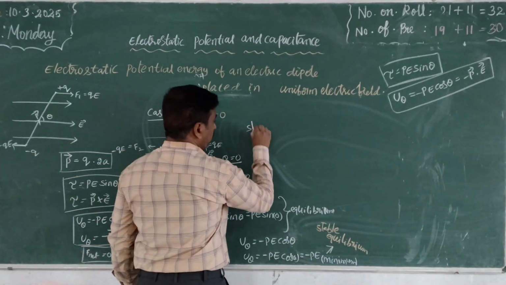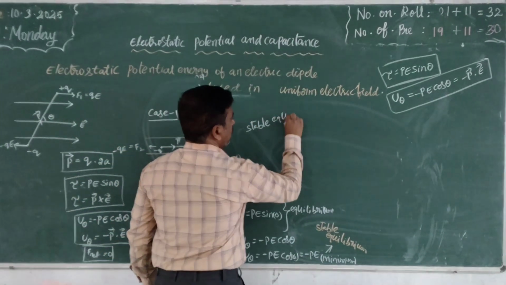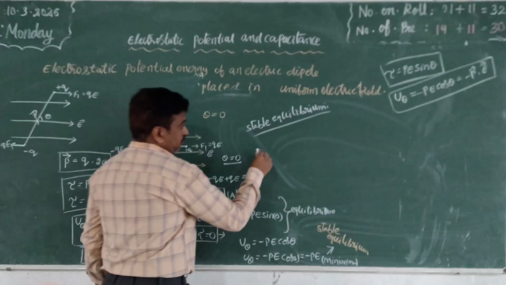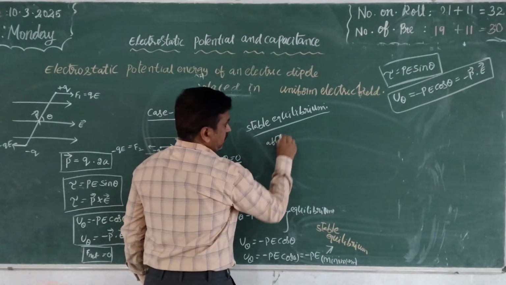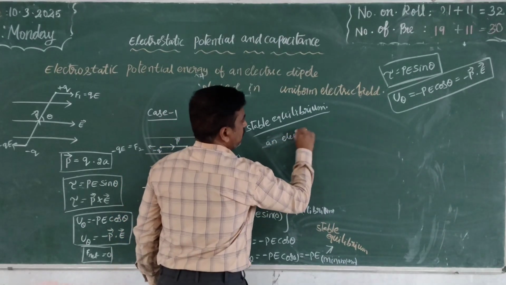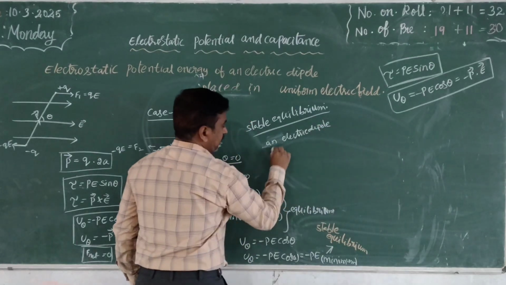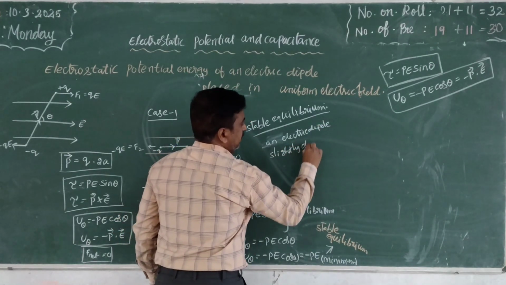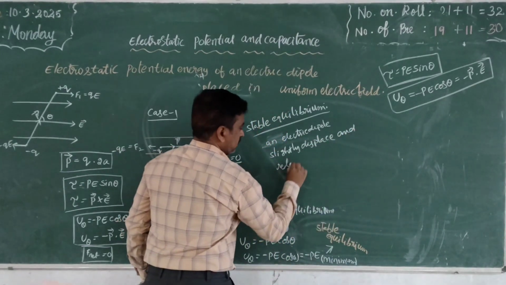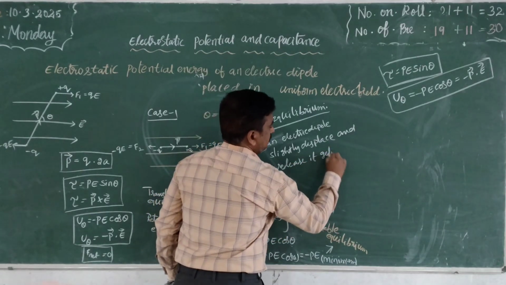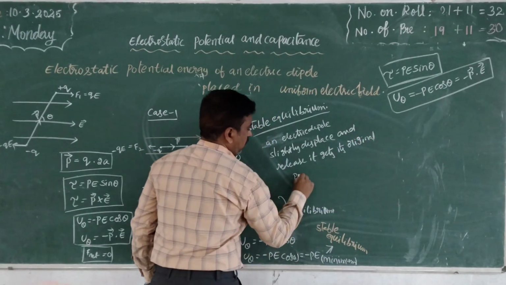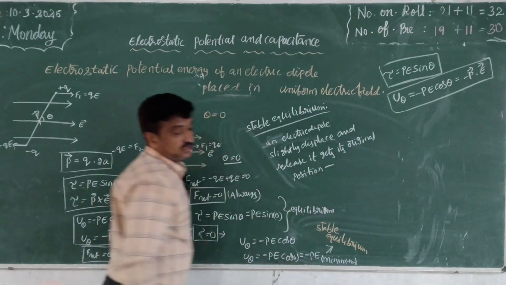See here, stable equilibrium means: if an electric dipole is slightly displaced and released, it gets its original position or equilibrium position. This we can say is stable equilibrium.